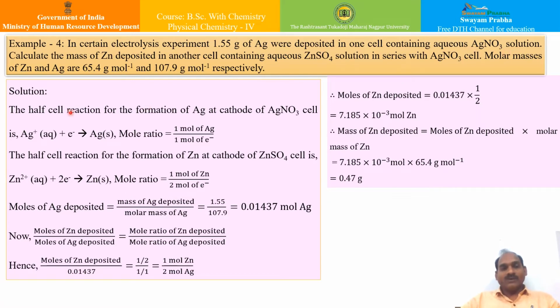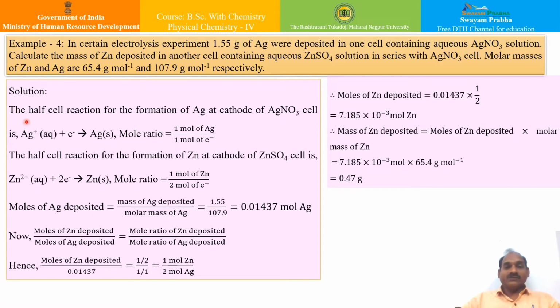Now, what do we need to calculate? We are supposed to calculate the mass of zinc deposited in another cell containing aqueous zinc sulfate solution in series with the silver nitrate cell. The molar masses of zinc and silver are given, that is 65.4 gram per mole and 107.9 gram per mole respectively. So basically we need to calculate the mass of zinc deposited in another cell which contains the zinc sulfate solution and which is in series with the silver nitrate solution.